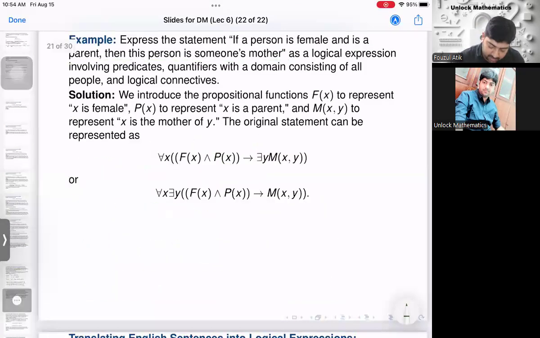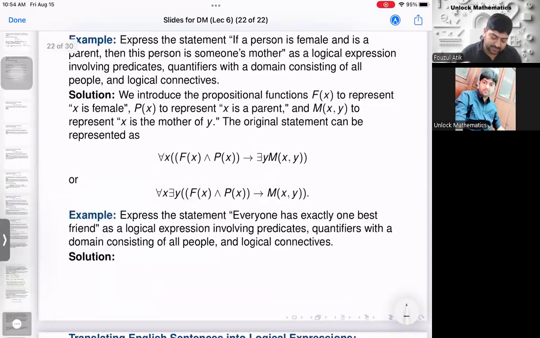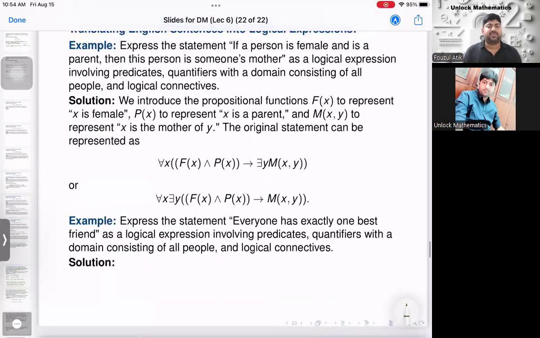Okay, now I have one more example. Express the statement that everyone has exactly one best friend. How do you write it? Everyone has exactly one best friend. Now you have to write this as a logical expression involving predicates, quantifiers with a domain consisting of people, and logical connectives. So how do you do that?